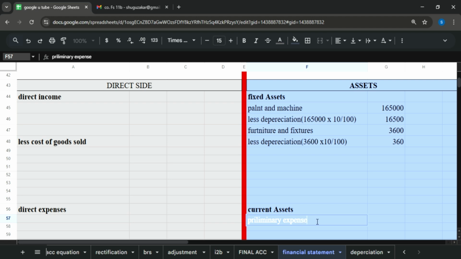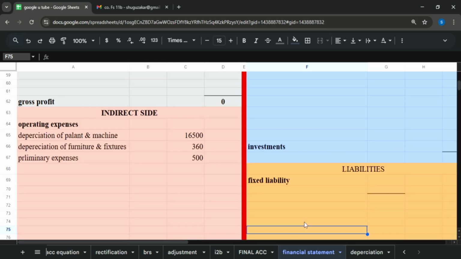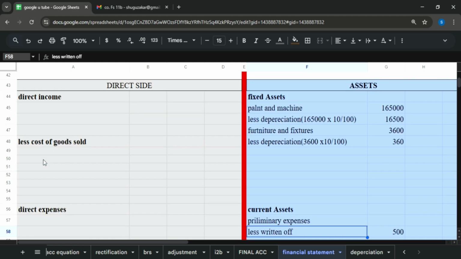would be mentioned over here, and after that you will subtract written off preliminary expenses. Amount is mentioned as 500. Please note down what we have done. Total written-off expenses you have written on the expense side, and the remaining amount, that means total preliminary expenses less written off, would be presented in the balance sheet on the current asset side.